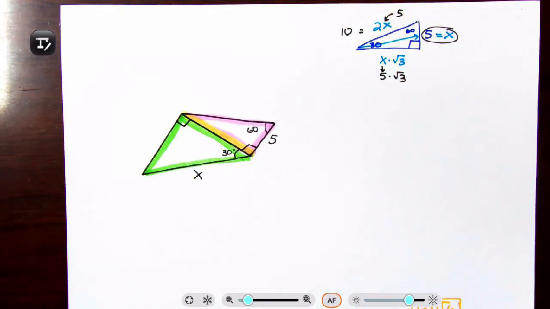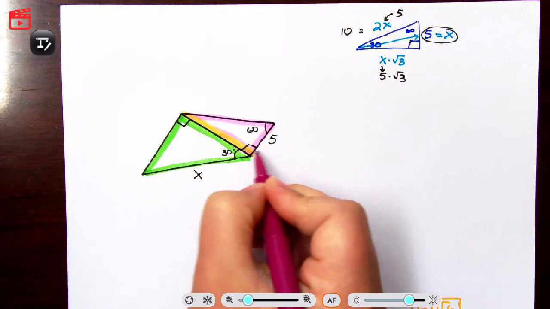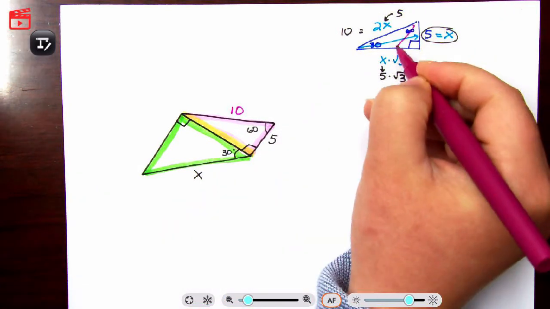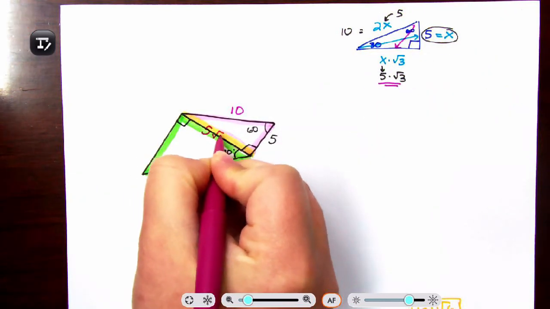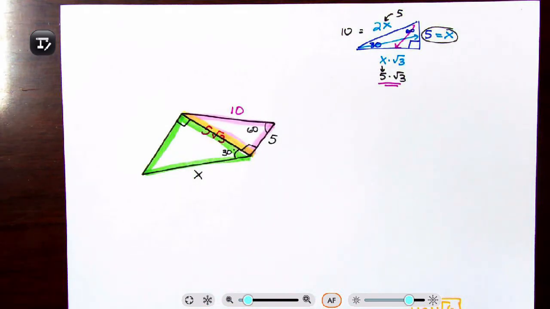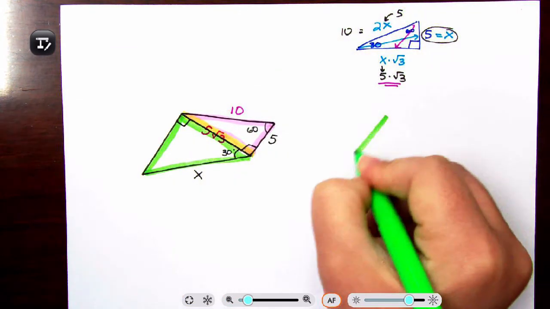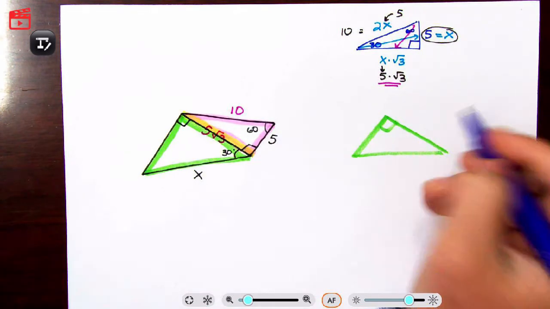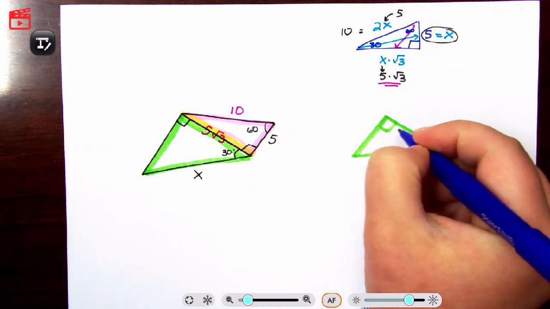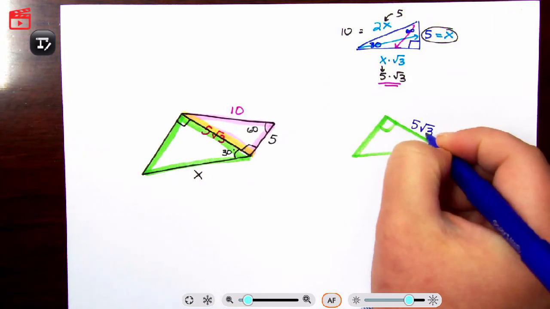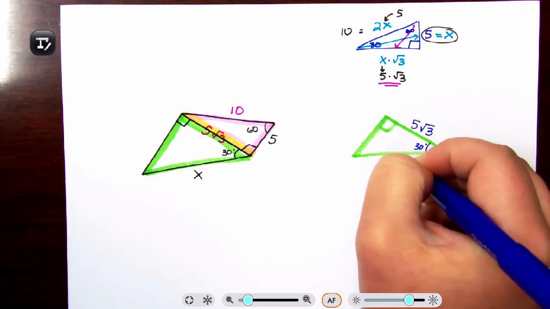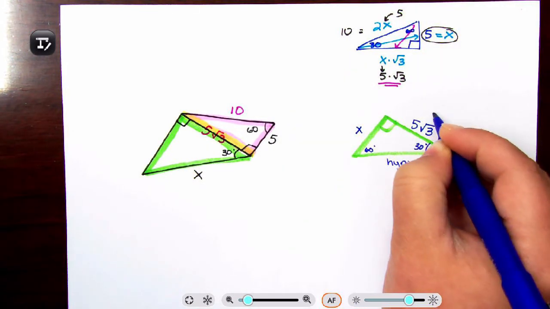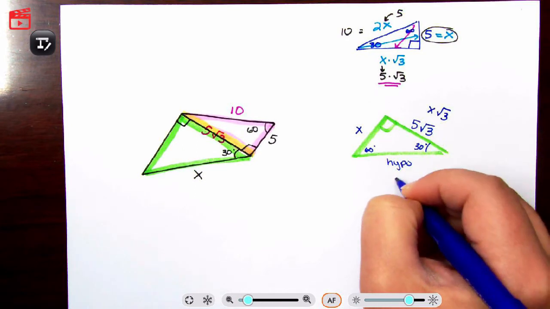So I'm going to go back in here and mark things up. If we have 5 here, the hypotenuse was 10. And the long leg, which is across the street from the 60, is 5 root 3. That means in our secondary triangle, which is our green triangle, let's draw this out here. Here's our 30 degrees. That means that this right here is 5 root 3. Now, this is our hypotenuse. Across the street from the 30 is our x. So that means that the 60-degree angle is our x times root 3, and our hypotenuse is 2x.